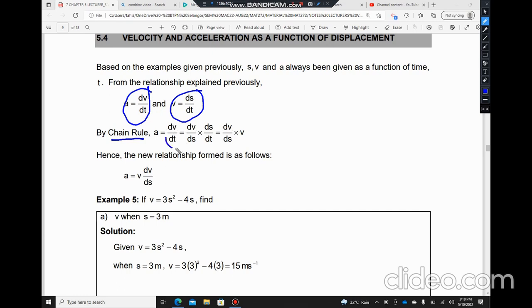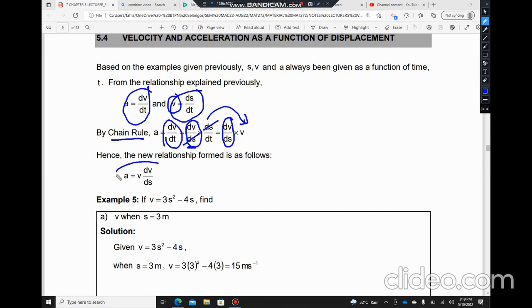kita nak dapatkan dv dt. Okay, kita boleh tulis sebagai dv ds sebab kita nak function of displacement, and then we need to multiply by ds dt. Sebab apa, kalau awak ingat balik chain rule, nak dapatkan dv dt, bila kita darab dengan dua function, so bila kita cancel, contohnya kita cancelkan ds, so kita akan dapat dv dt. Okay, so this one dv ds, so kat sini digantikan kat sini dv ds and then ds dt, which is equals to V. So dia akan dapat, hence the new relationship form is as follows. So A equals to V dV ds.